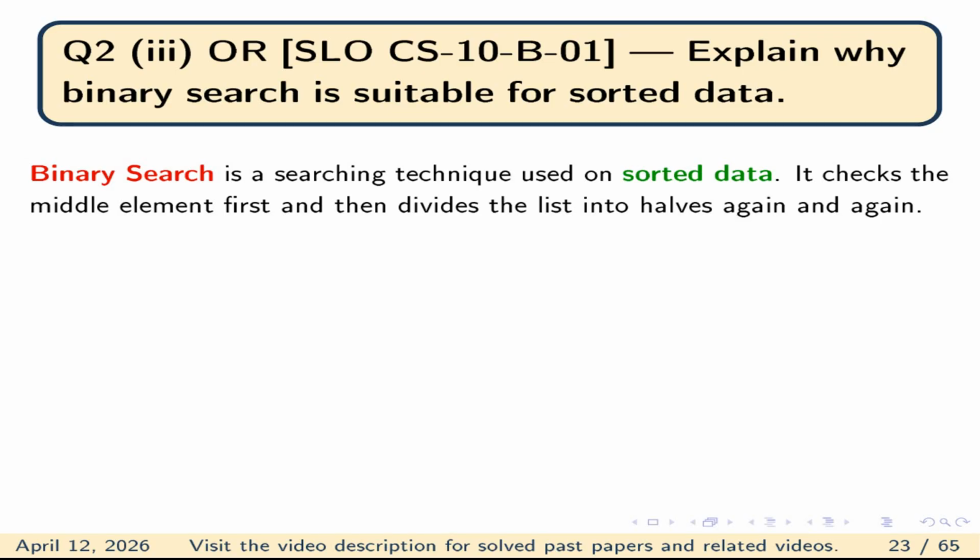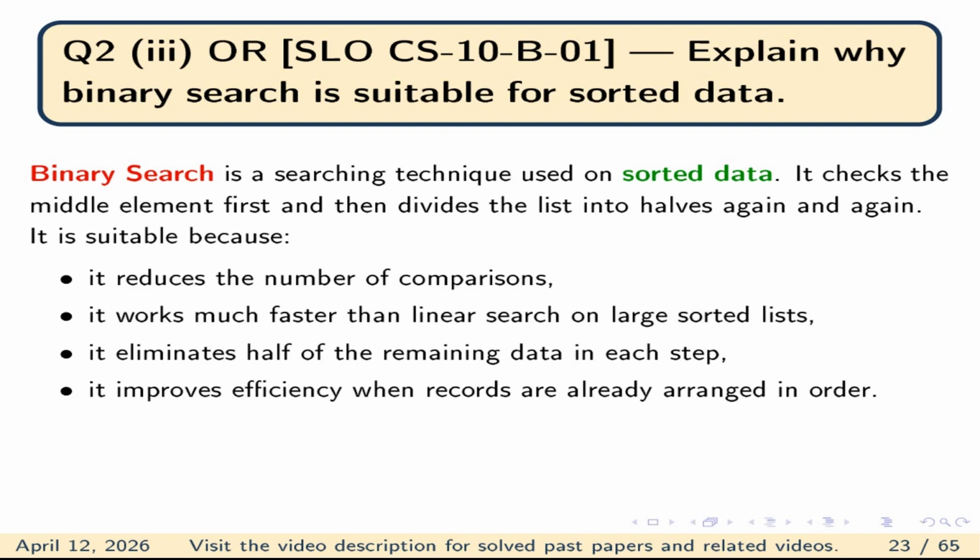Third part, alternate question is, explain why binary search is suitable for sorted data. Binary search is a searching technique used on sorted data. It checks the middle element first and then divides the list into two halves again and again. It is suitable because it reduces the number of comparisons.